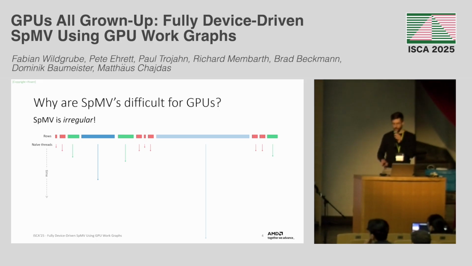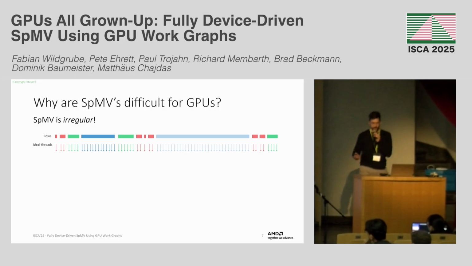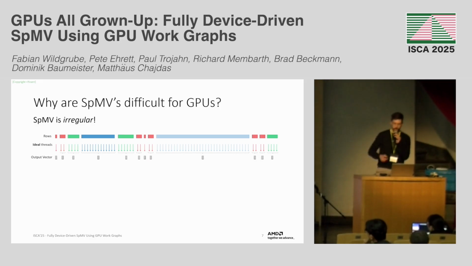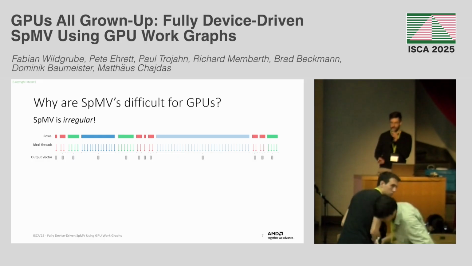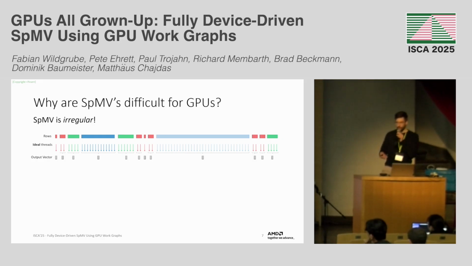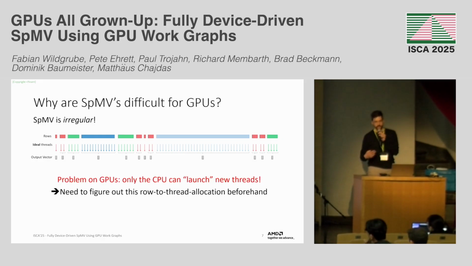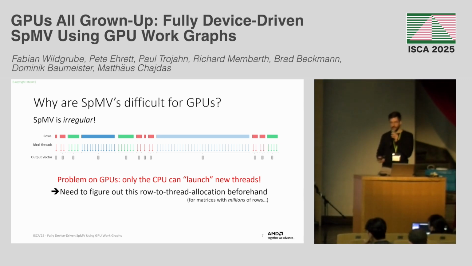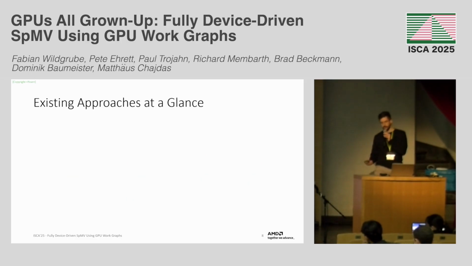So a more ideal approach would be to somehow group the threads in a way that we actually have parallelization within each row, so we can have parallel reductions in the longer rows and only use a couple of threads for the shorter rows. Now, this would be nice to do, but the problem is that only the CPU can actually launch threads onto the GPU. So we have to figure out this row to resource or row to thread allocation beforehand. And that's not trivial because the matrices we're talking about have millions of rows. And there are existing approaches to this, so I'll take a look at what's already available in rocSPARSE, the ROCm library for sparse BLAS.